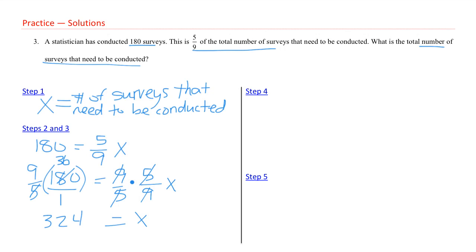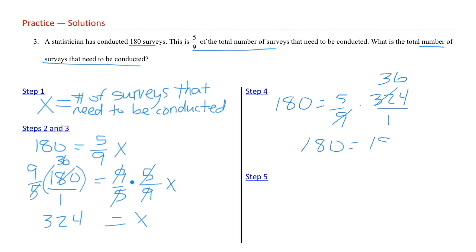Now it's time to check that solution. We're going to write our original equation. 180 equals 5/9. And instead of x, we're going to be multiplying 324. And 324 can reduce with 9 to make 36, and 5 times 36 really is 180. So it looks like our answer is correct. It makes sense within the context of the problem, and we can move on to writing out our final answer as a sentence.